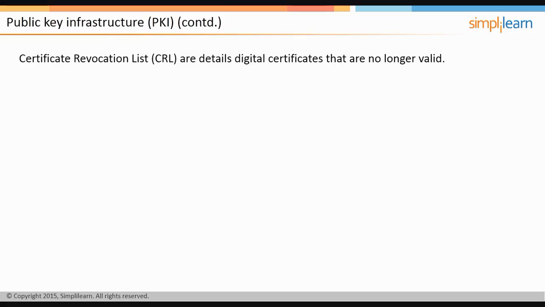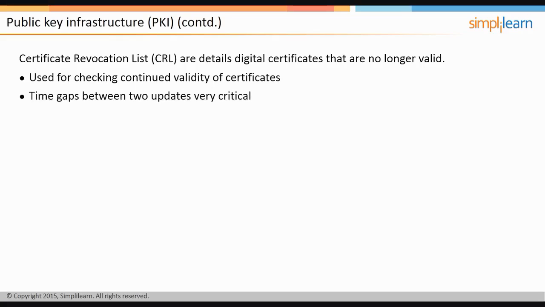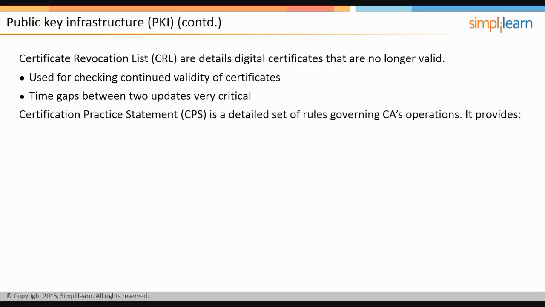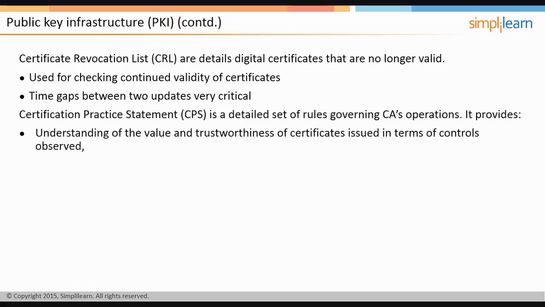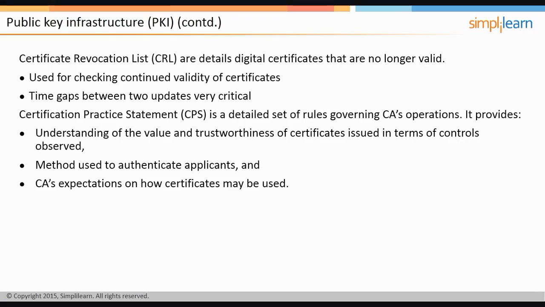Certificate Revocation List, CRL, details digital certificates that are no longer valid. It is used for checking the continued validity of certificates. Time gaps between two updates are very critical. Certification Practice Statement, CPS, is a detailed set of rules governing the CA's operations. It provides understanding of the value and trustworthiness of certificates issued in terms of controls observed, the method used to authenticate applicants, and the CA's expectations on how certificates may be used.